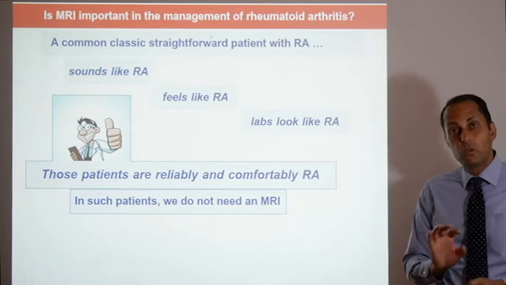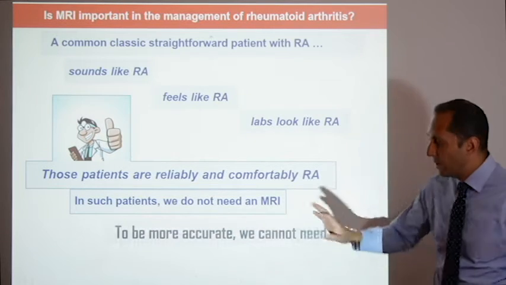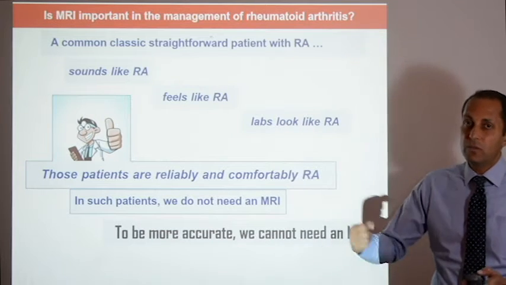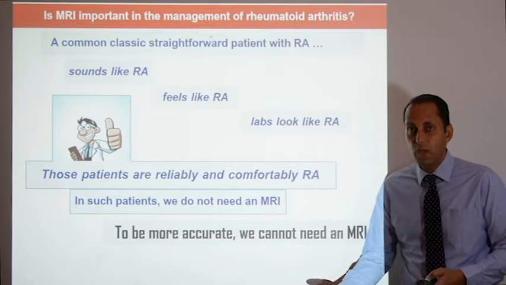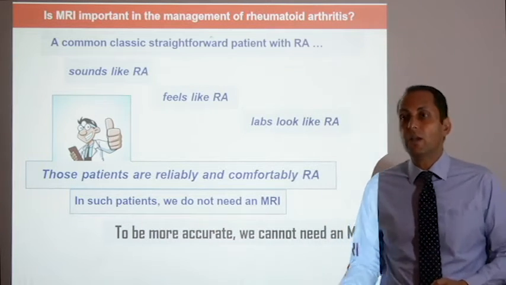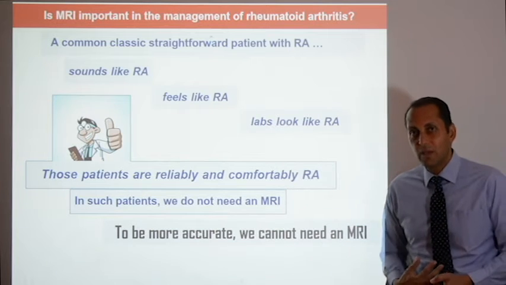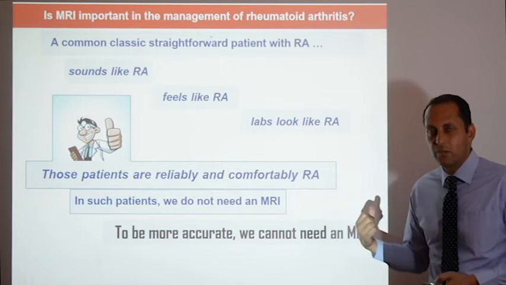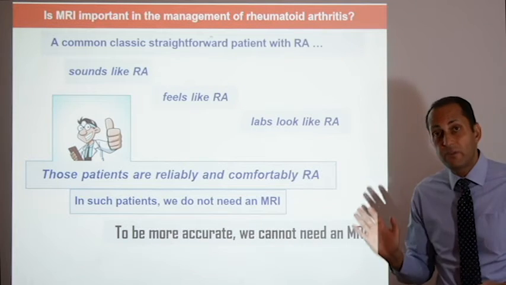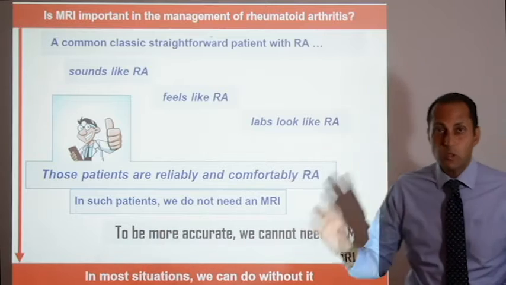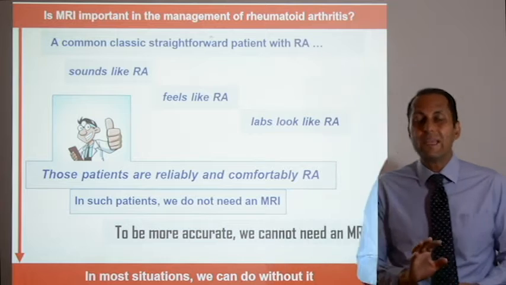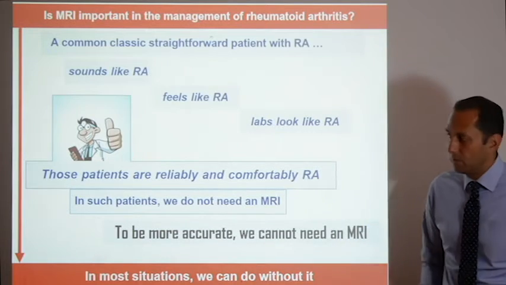In such patients, we do not need an MRI. To be more accurate, we cannot need an MRI. I will never tell the patient, you go and pay all that sum of money to get me an MRI to help me in diagnosing you. It's a straightforward diagnosis. I will not request an MRI. But if the patient for any reason gets me an MRI, it's good, as we will elaborate on that later on. I will use it, I will benefit from it, but I will never request it. So, in most patients with straightforward RA, in most situations, we can do without an MRI. We don't need an MRI.